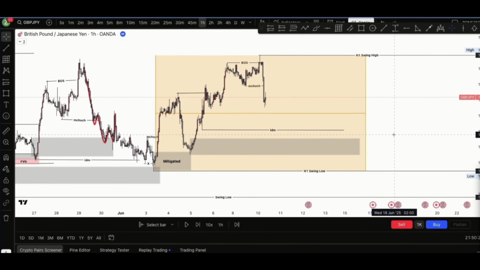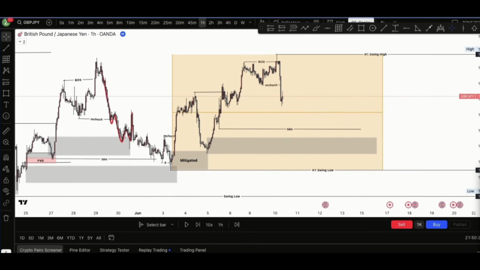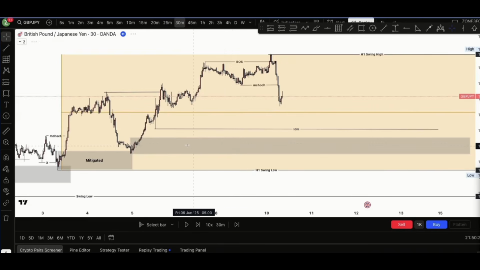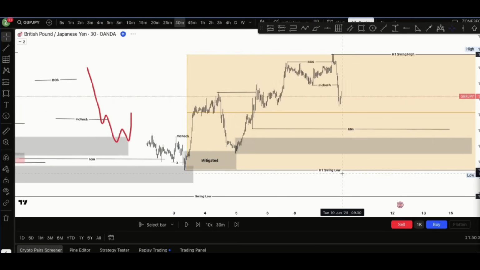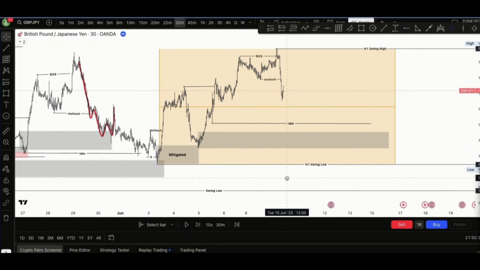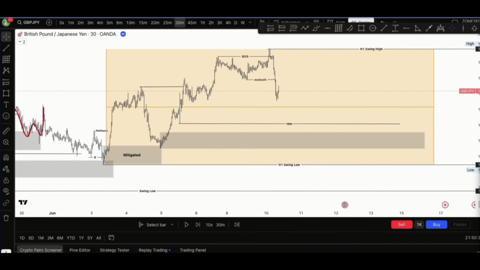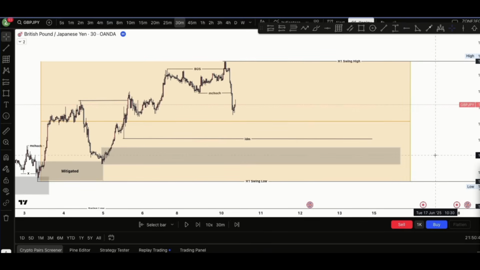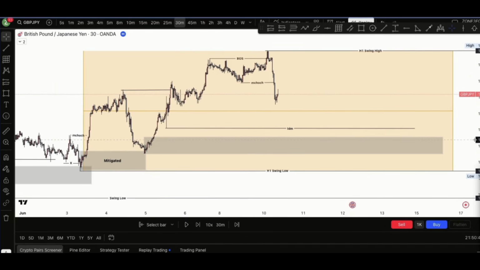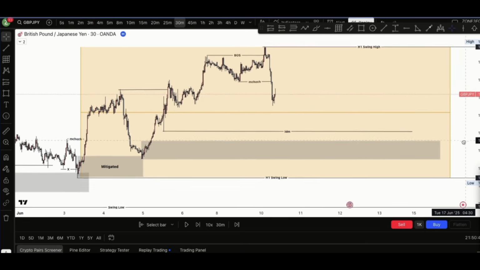Assuming I'm not taking the trade on a 1 hour, I'm taking it on 30 minutes. So let me go to my 30 minutes for zone refinement. But I've already done my market analysis on the 1 hour. So let's go to the 30 minutes. Mostly the 30 minutes swing low and swing high are the same as those of the 1 hour. Even the structure on the 1 hour is almost the same as the one on the 30 minutes. So look at it very well.